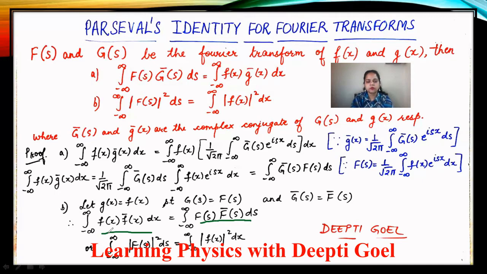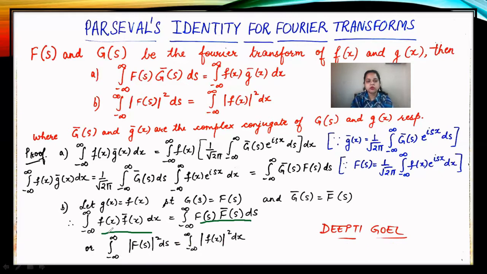we can write that x into conjugate of x is equal to the modulus of x squared. So using the property of complex numbers, we can write this f(x) into f bar(x) as nothing but modulus of f(x) squared, and this F(s) into F bar(s) is nothing but modulus of F(s) squared. So we have derived our second part of Parseval's identity. So this is the proof of Parseval's identity.